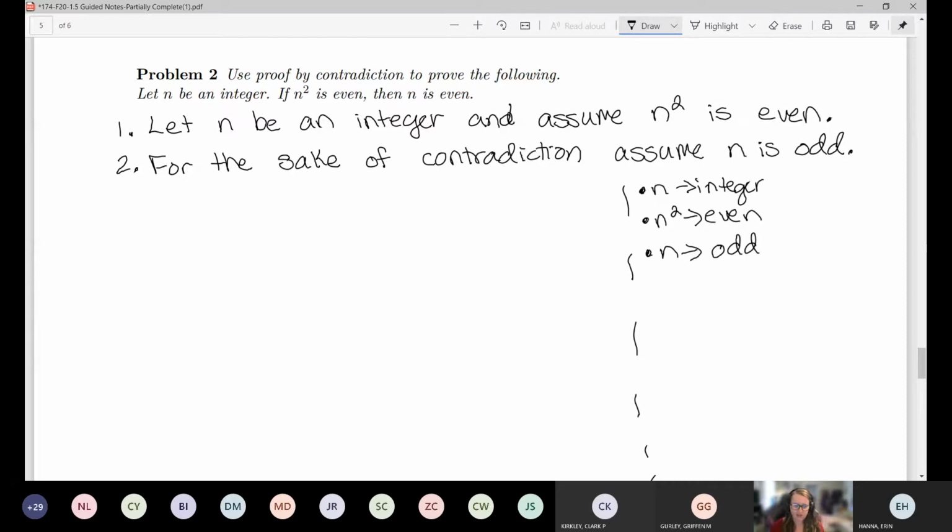Well, n squared is even, but n is odd. So let's try to manipulate that n squared, knowing that n is odd. If n is odd, I can rewrite n squared as (2k plus 1) squared, because that's the definition of odd. Let me expand that out. If we FOIL that out, we get 4k squared plus 4k plus 1, where the middle term comes from 2k plus 2k.